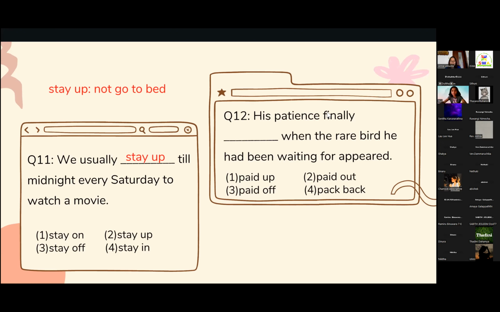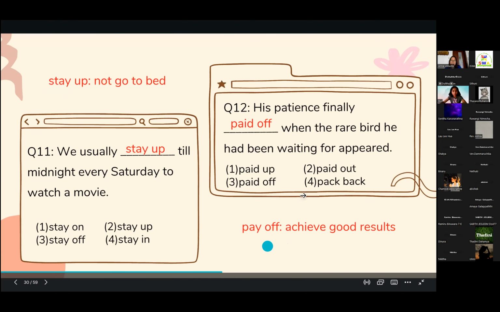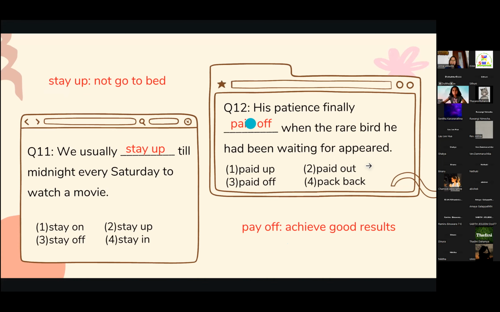Okay. A lot of mixed answers again, but the correct answer here would be paid off. His patience finally paid off. So the meaning of pay off is to achieve good results. In this sentence, his patience paid off when the rare bird he had been waiting for appeared.